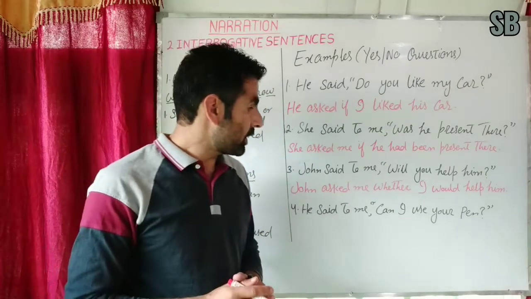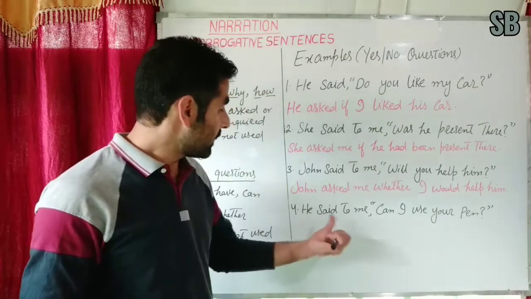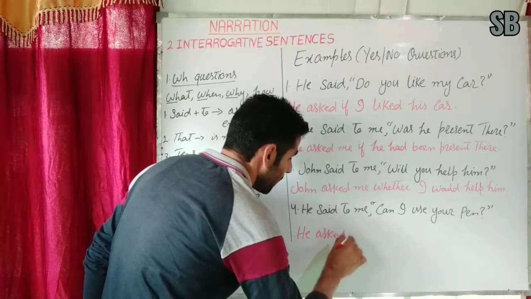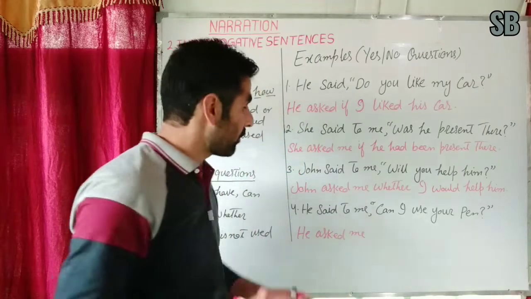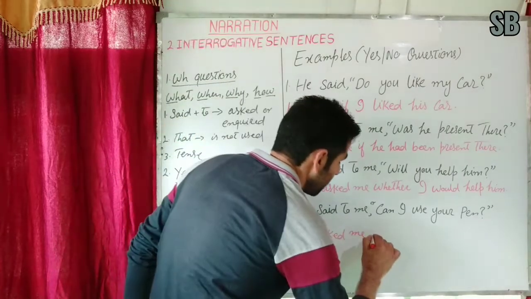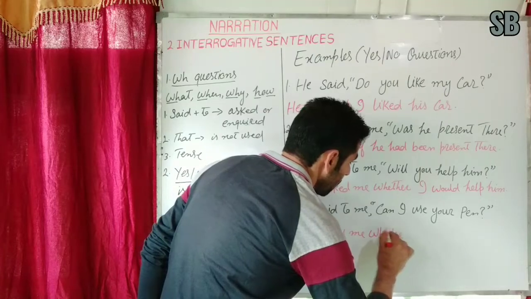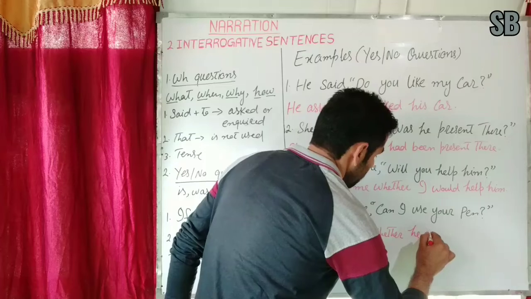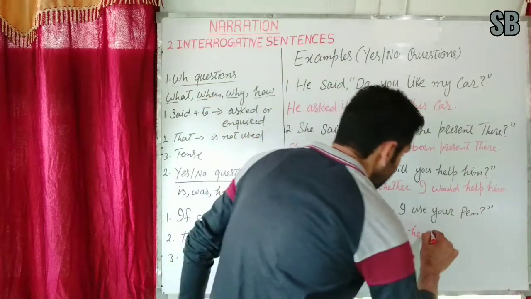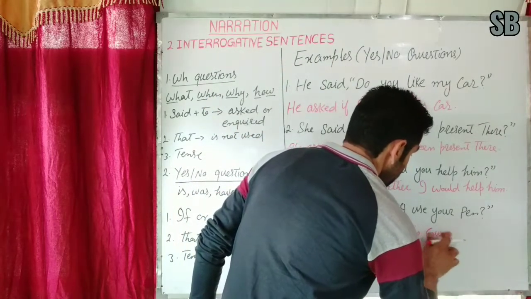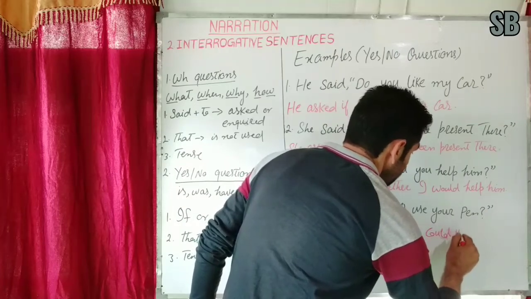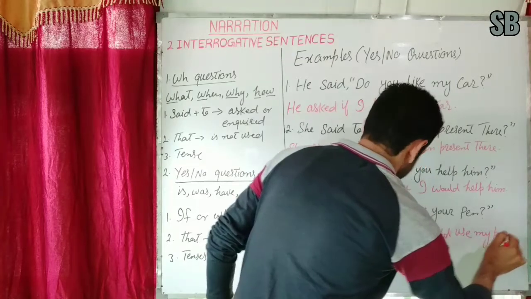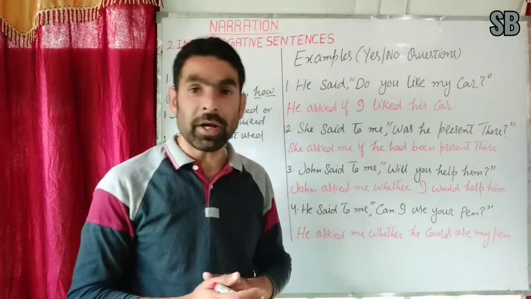Next, he said to me, can I use your pen? He asked me. Now we will use whether or if. Whether, I will change into he. Whether he, can will change into could. Whether he could use, your will change into my pen. So he asked me whether he could use my pen.